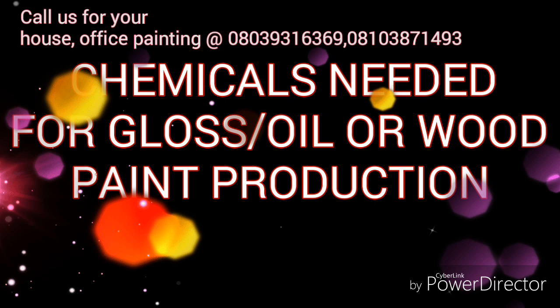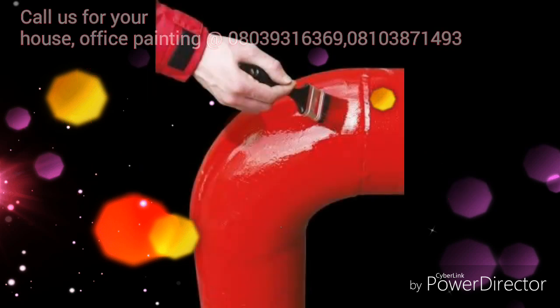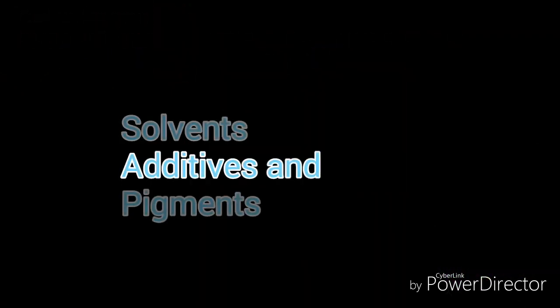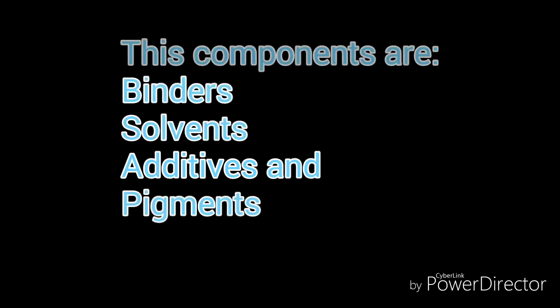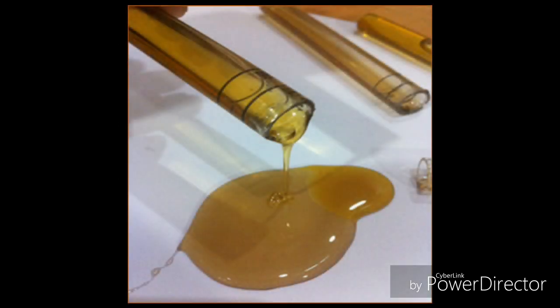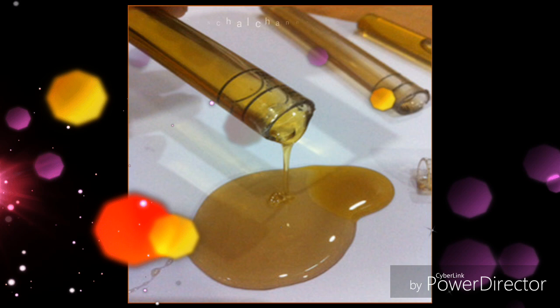So now we are going to look into the chemicals needed in gloss, oil or wood paint production. In this training, I'm going to explain them component by component. These components are binders, solvents, additives, and pigments. Then we're taking binders. Acid resin serves as binders or film former in gloss, oil or wood paint production.